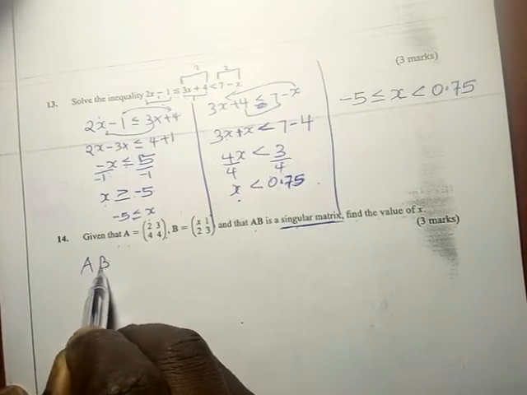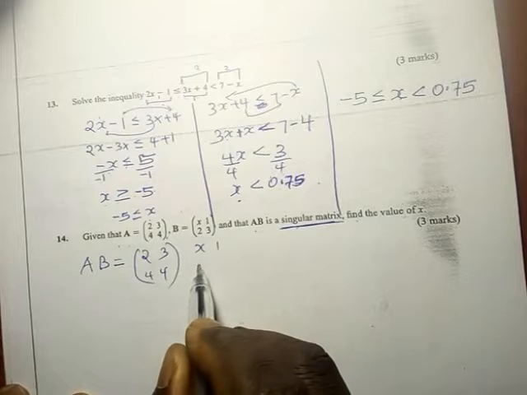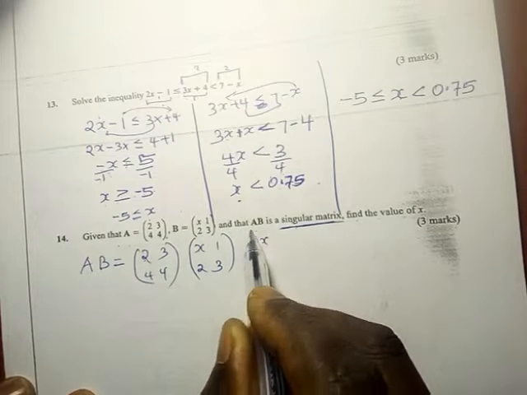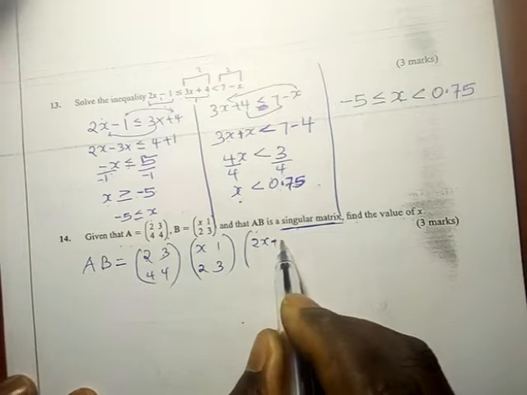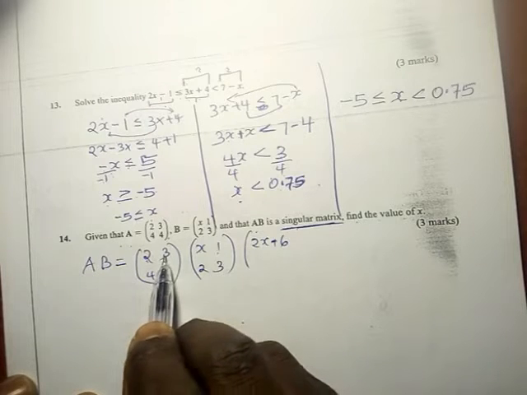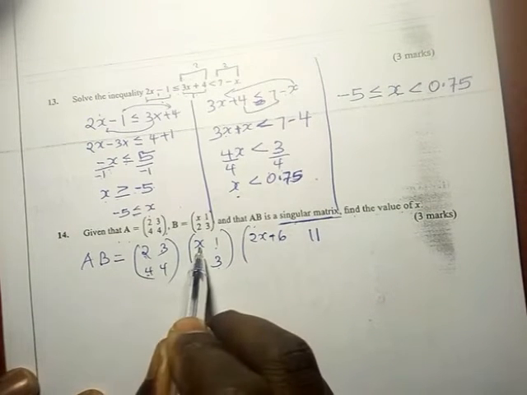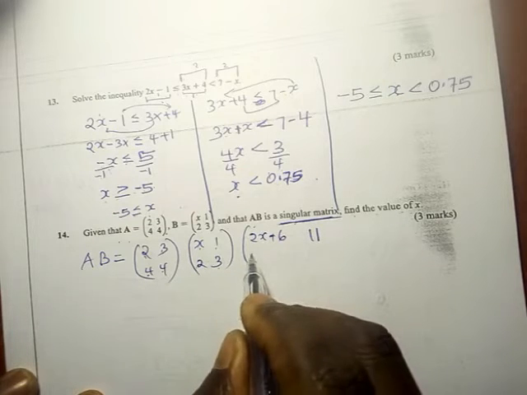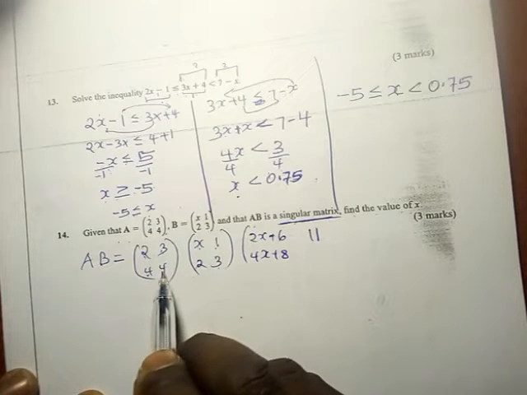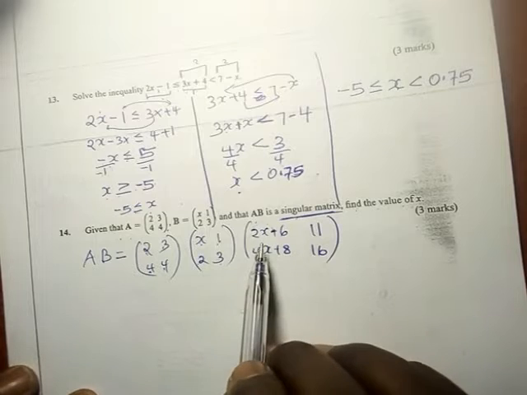So AB is equal to 2 3 4 4 times x 1 2 3. So 2 times x, 2x. 3 times this plus 6. So 2 times 1, that is 2. 3 times that is 9. So 2 plus this one is going to be 11. This times this, 4x plus 8. 4 times 1, that is 4. 3 times that is 12. 12 plus 4, 16. So this is our AB.